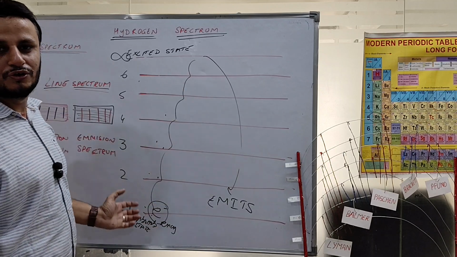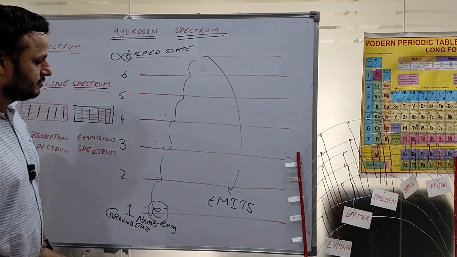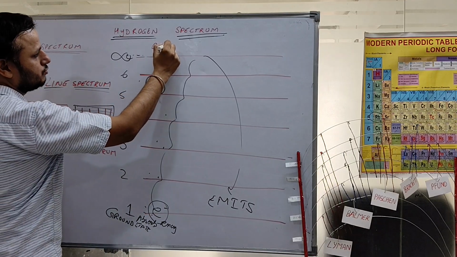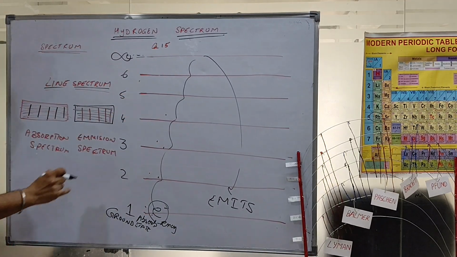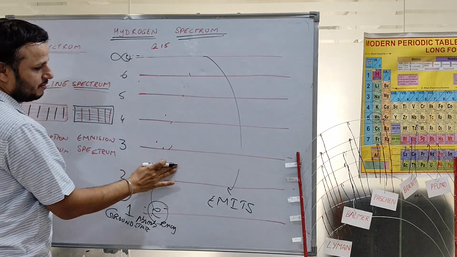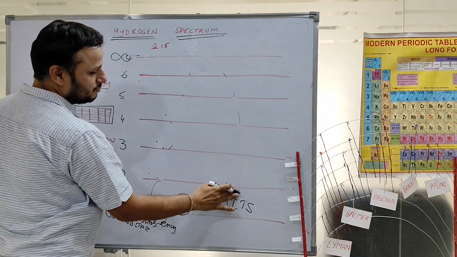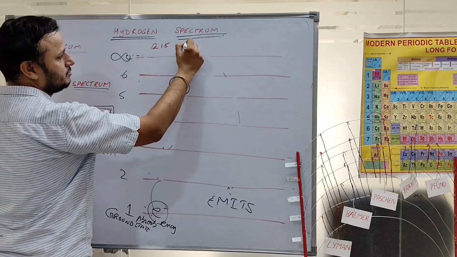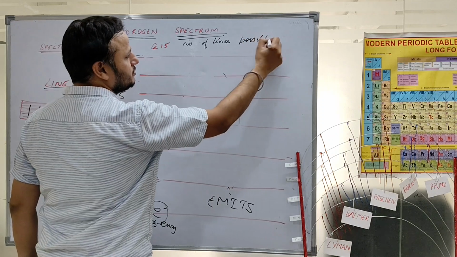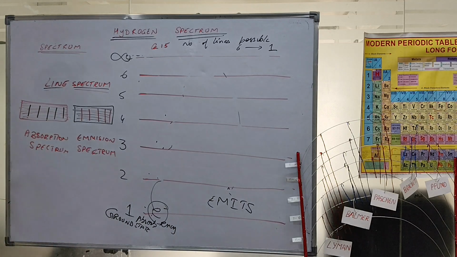What is the conclusion of this? So just before going to the conclusion, there is one more question, question number 15 of NCERT. How many lines are possible when electron jumps from sixth level to ground level, sixth to the first?